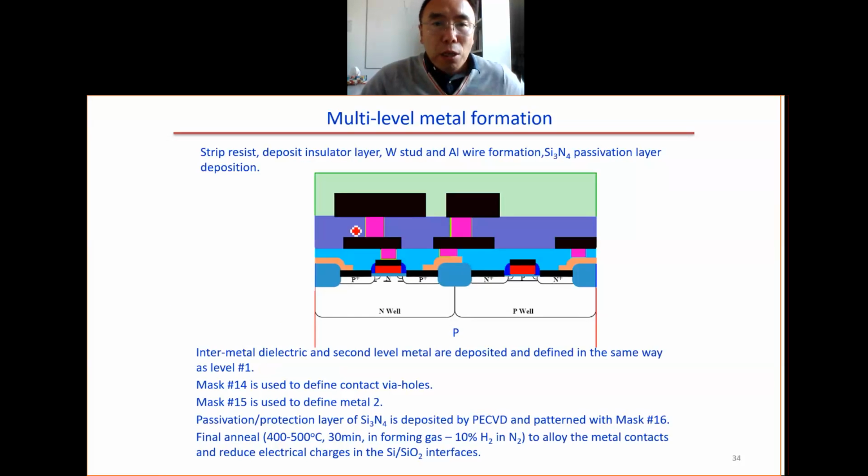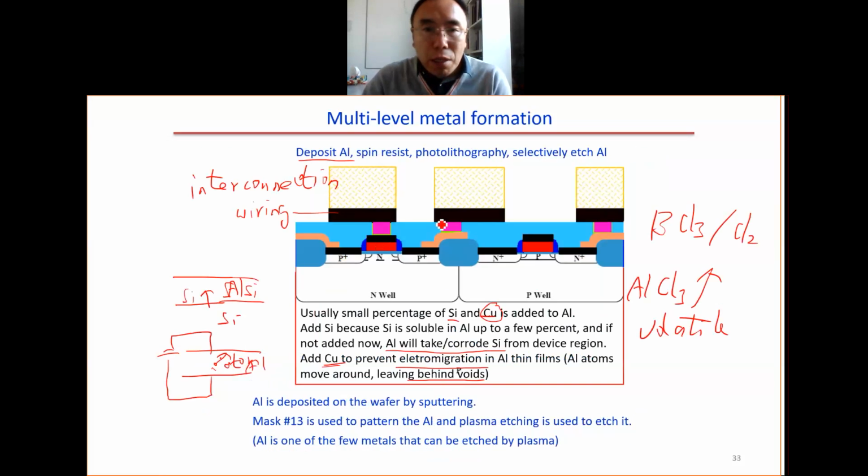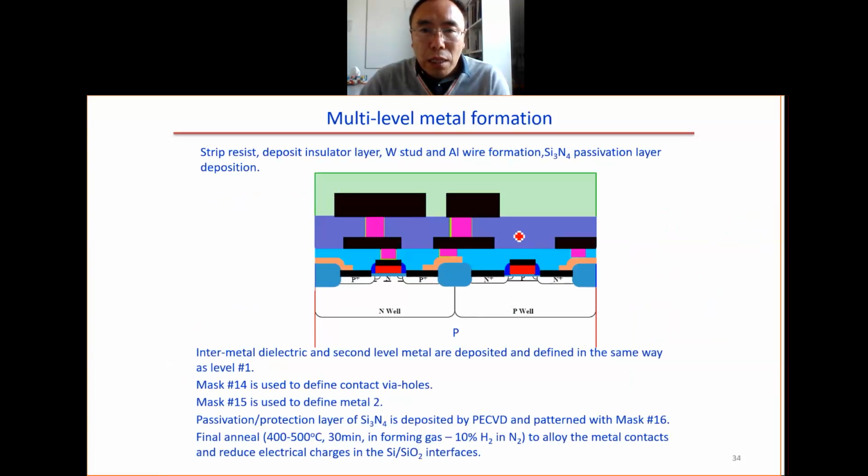So next, here we have the first metal layer. We do the same thing for the second metal layer. Here we have the silicon oxide, then this is usually also silicon oxide. So this is also a silicon oxide. Then we do the stud again. We do the aluminum again to repeat the process.